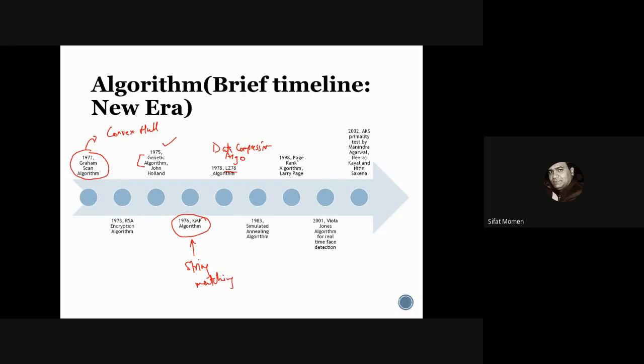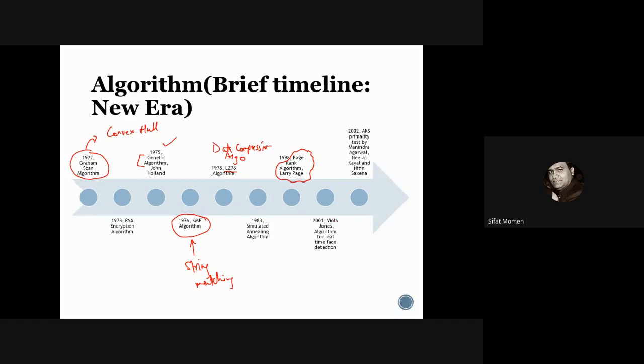Now here, 1998, the PageRank algorithm by Larry Page. Anyone knows what this algorithm is about? So, Google search indexing. Yes, exactly. Whenever you make a query in the Google search engine, what happens? It finds a list of websites and it ranks them in the order of relevance, right? The most relevant one at the top. So there's the PageRank algorithm, and this was in 1998. That's the time when the Google search engine was launched.